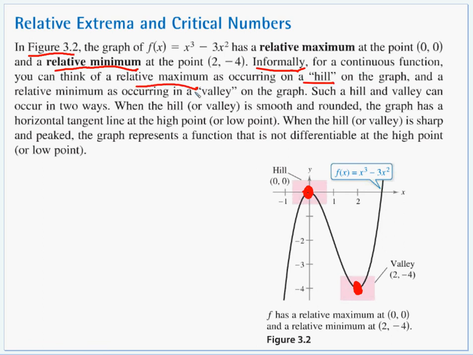Such hills and valleys can occur in two ways. When the hill or valley is smooth and rounded, the graph has a horizontal tangent line at that high or low point. When the hill or valley is sharp or peaked, the graph represents a function that is non-differentiable at that point.